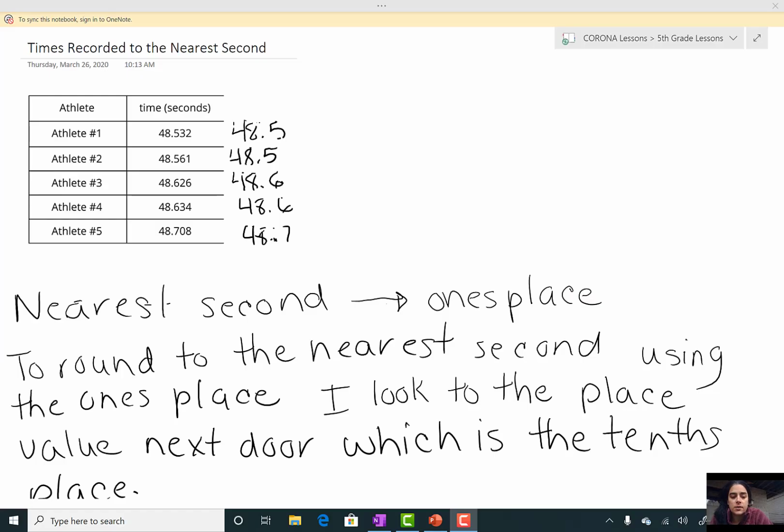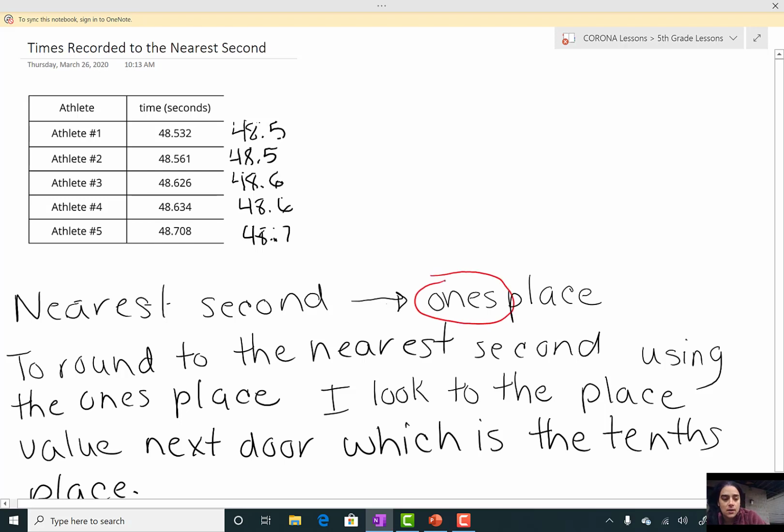All right, so we're going to start by thinking about what would these athletes' times be if we recorded them to the nearest second. The nearest second means the nearest 1 second, which is talking about the ones place, which is right here. So in order to do that, I want to round these times to the nearest whole second, or round it to the ones place. So this is what I did.